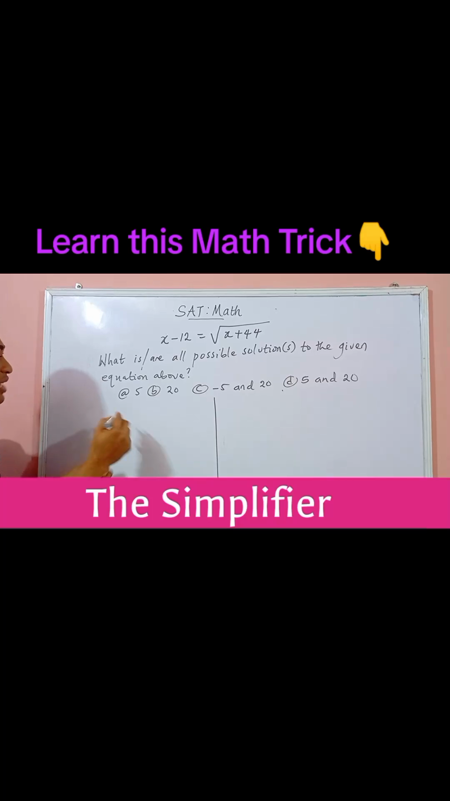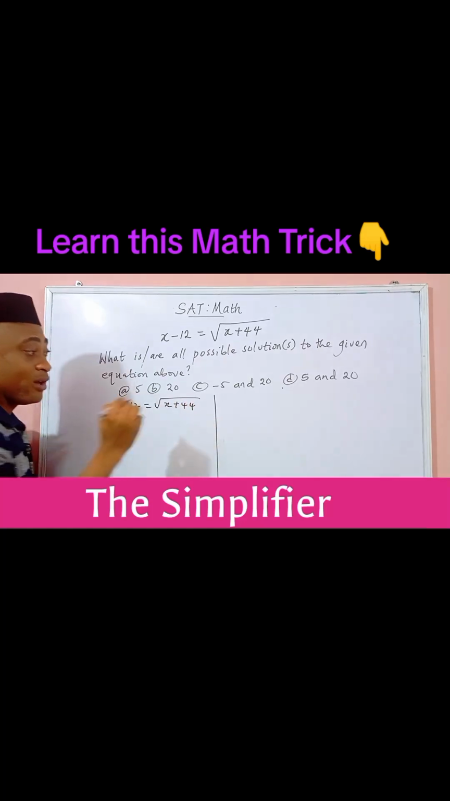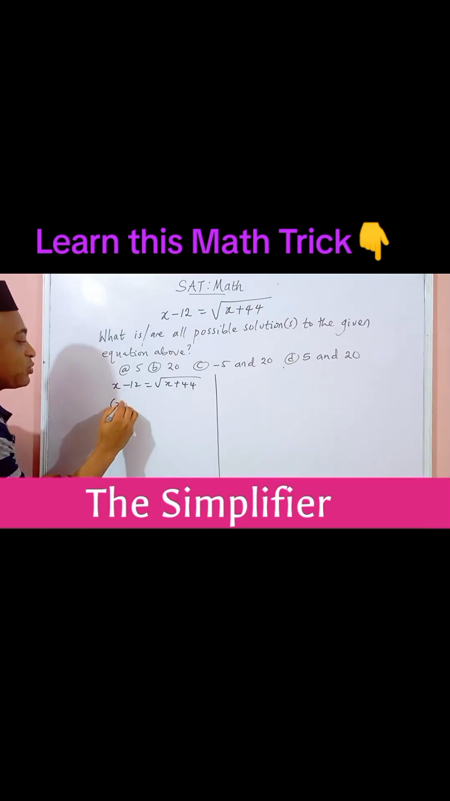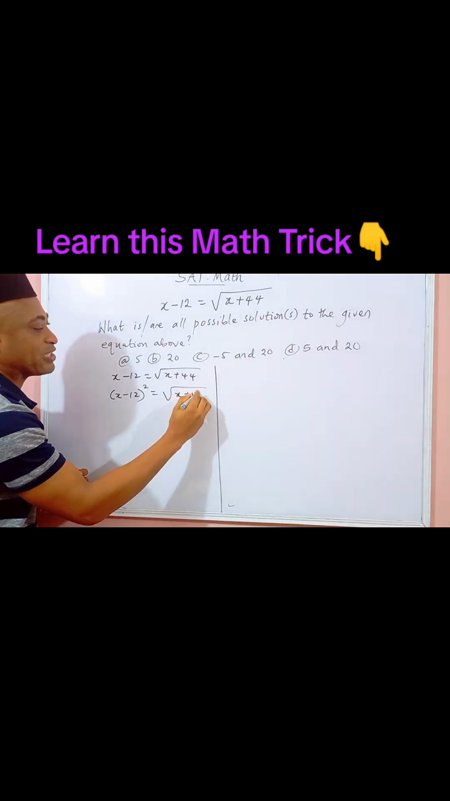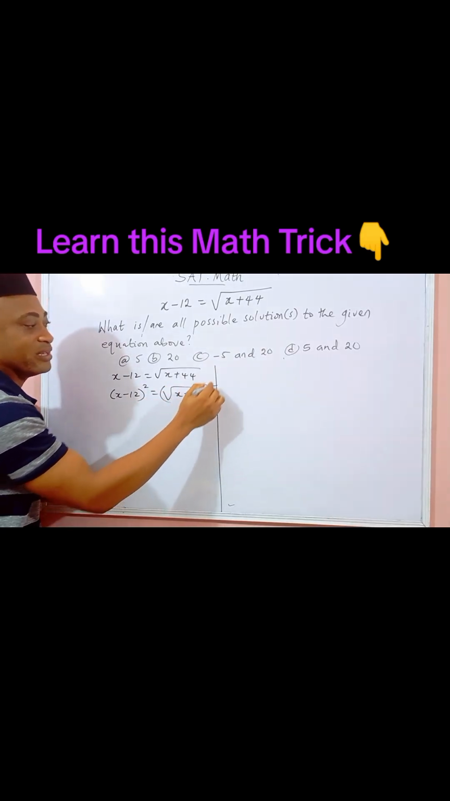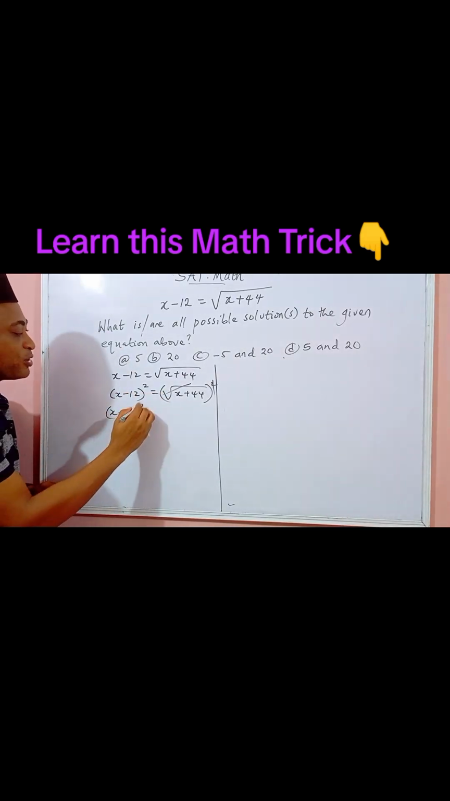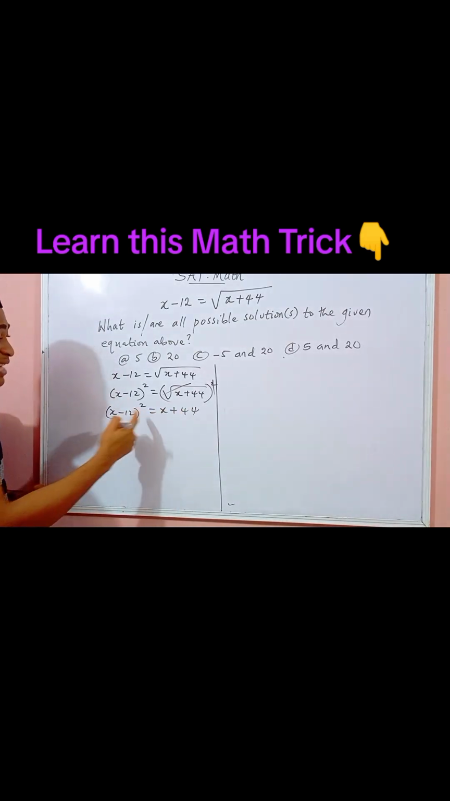Let's look at this. I have x minus 12 equals square root of x plus 44. Of course, if you want to take off this root, you square both sides. So if I square both sides, that will be squared. I have x plus 44 all squared. This squared will take off this root. So I have x minus 12 all squared equals x plus what? 44.